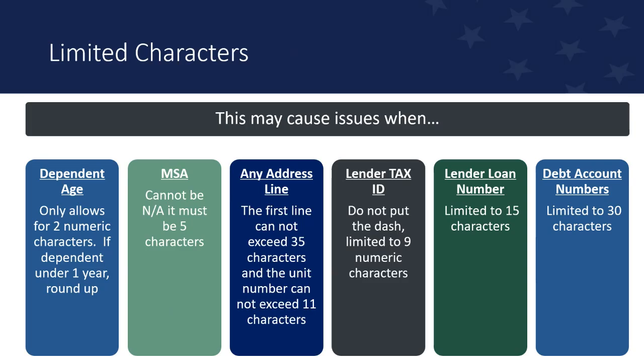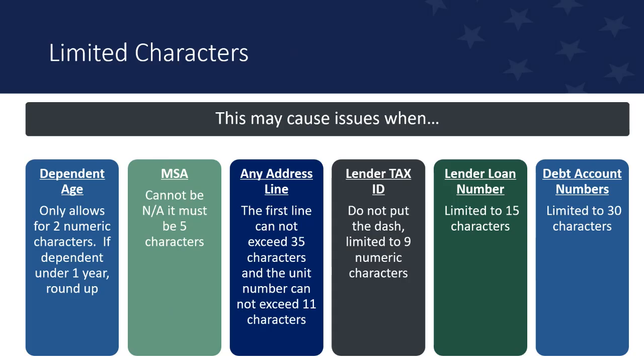There are also character limitations to be aware of with GUS, which can cause an XML import failure. The dependent age must be listed as numeric and is limited to 2 characters. Like I said before, if the dependent is less than 1 year old, you'll round up. The MSA must be 5 characters. NA will cause an error.